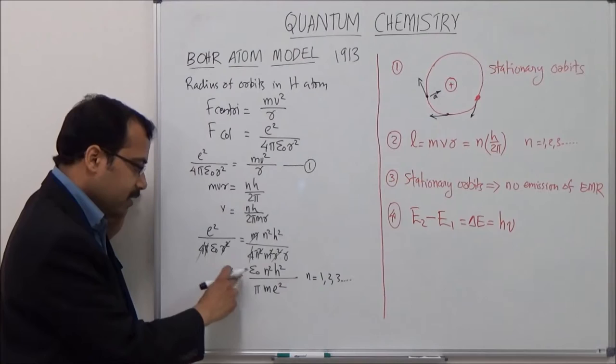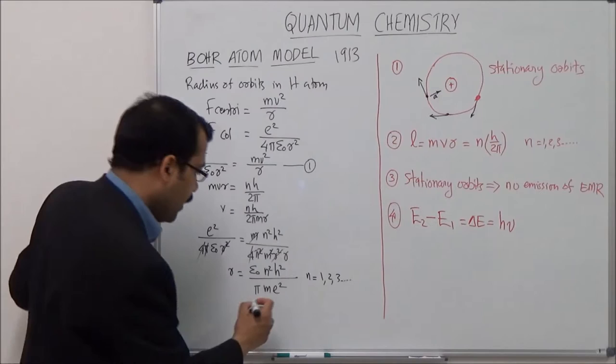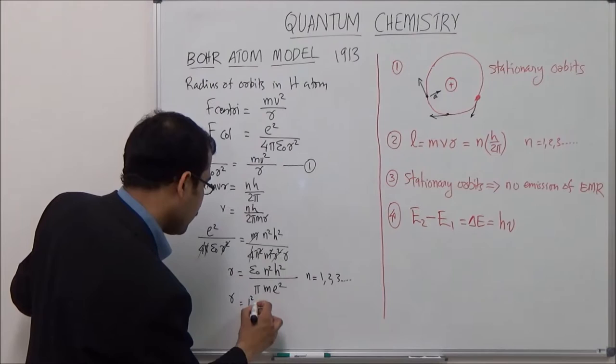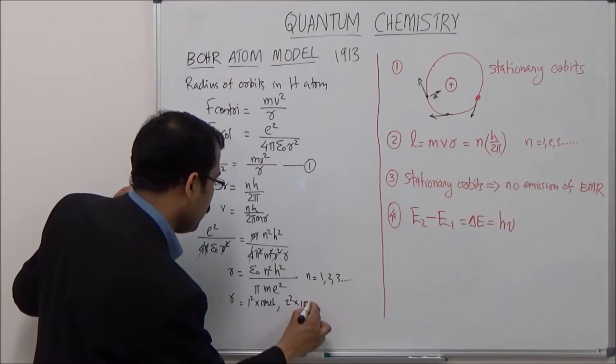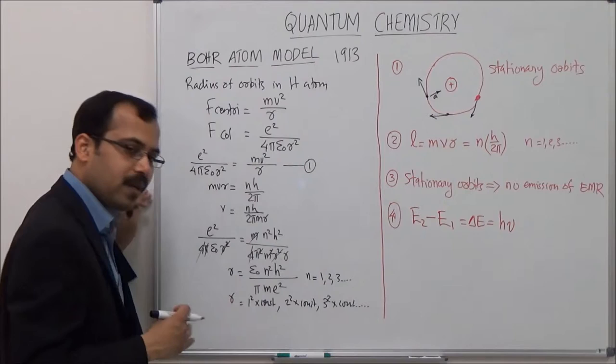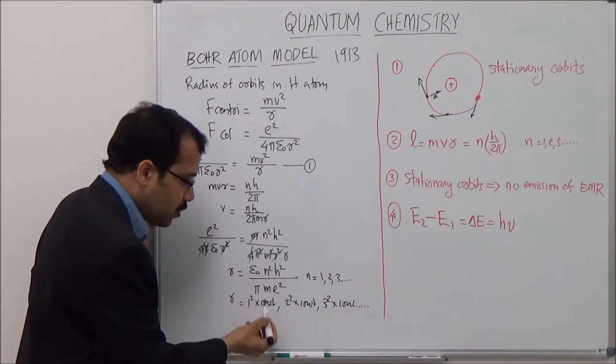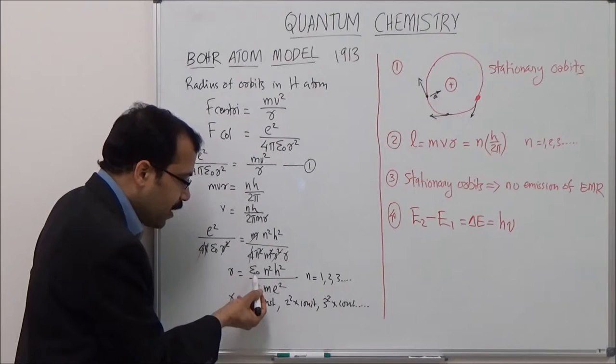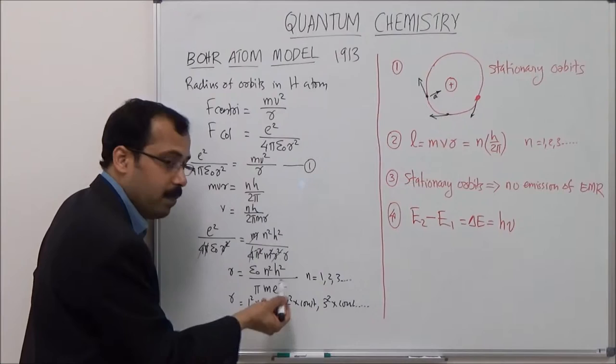So the radius is n square times a constant. The radius will be 1 square times a constant, or 2 square times a constant, 3 square times a constant, etc. This means the radius itself is quantized. The electron cannot revolve in all orbits with all radii. The electron can rotate only in certain orbits where the radius is defined by this equation, epsilon 0 n square h square divided by pi m e square.